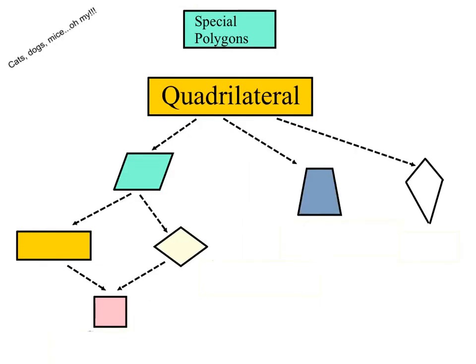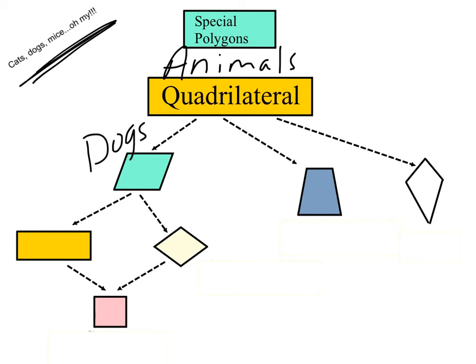So to the web, and what we're going to do is just have a little fun with this one first, and that's why the title is here of cats, dogs, and mice. Instead of quadrilaterals, we're going to say that these are animals. So these are going to be our dogs. This is our cat, and this is our mice, or mouse.